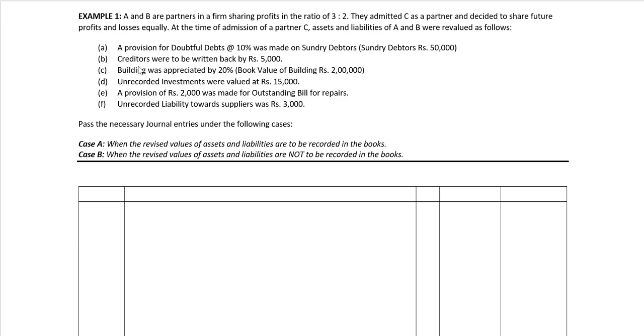B. Creditors were to be written back by rupees 5,000. C. Building was appreciated by 20%. The book value of building is rupees 2 lakh. D. Unrecorded investments were valued at rupees 15,000. E. A provision of rupees 2,000 was made for outstanding bill for repairs. F. Unrecorded liability towards suppliers was rupees 3,000. Pass the necessary journal entries under the following cases.